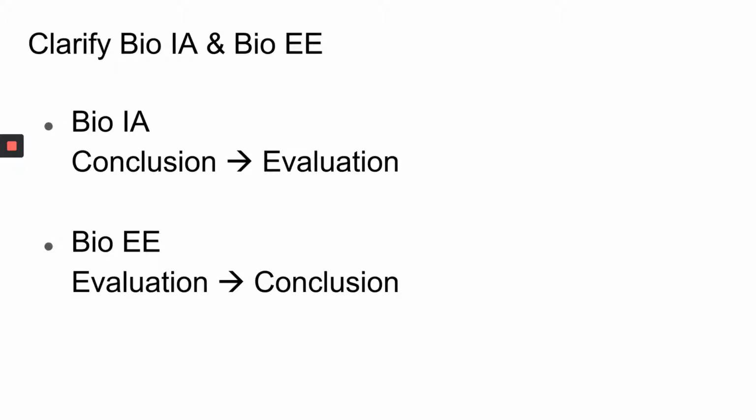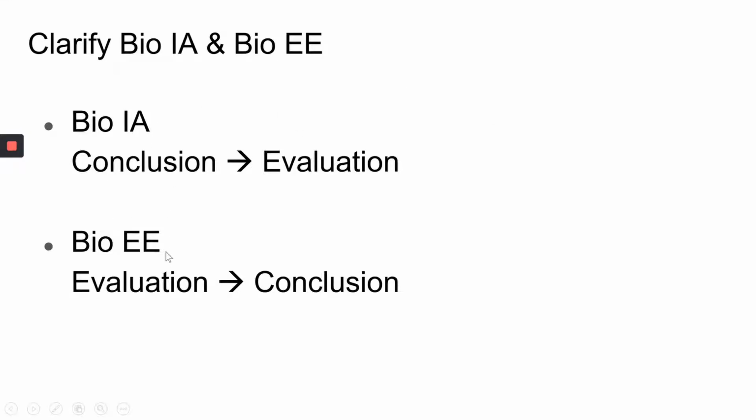Before we continue, I just want to clarify the differences between biology IA and biology EE regarding these sections. In biology IA, generally speaking, the layout is conclusion first before the evaluation, whereas in the biology EE, you will do your evaluation first before your conclusion. The reason for the IA is that you first want to explain what your finding in your experiment is, and then later on you will assess what you can do better in your experiment. So that's why we have conclusion before evaluation for the biology IA.